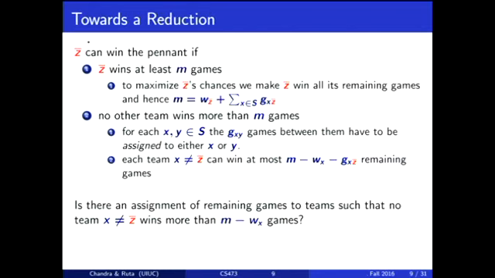If you look at any team which is not Z, let's look at X, right? It already has WX wins. We don't want it to win more than M minus WX additional games. It has some games with Z, and it has already lost those games. So how many remaining games does it have? Okay, I think this should not be written like this. Each team can win at most.